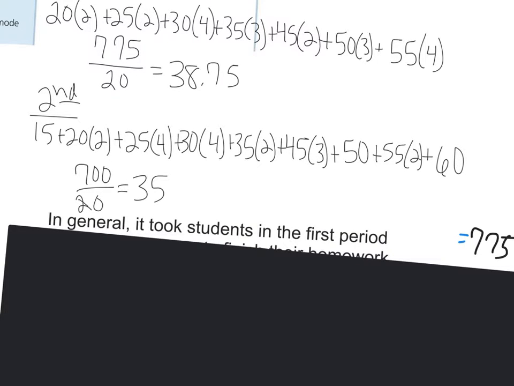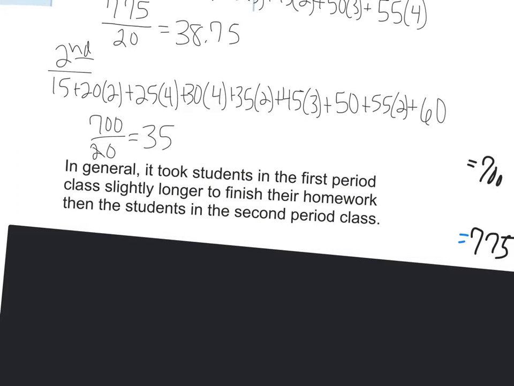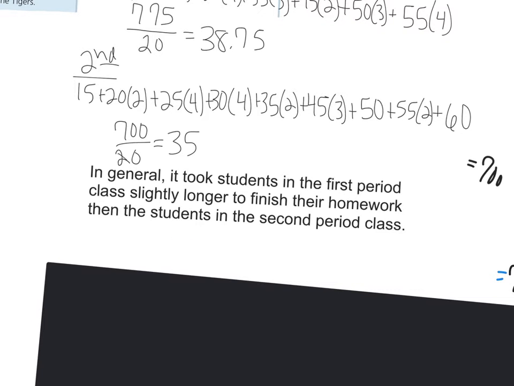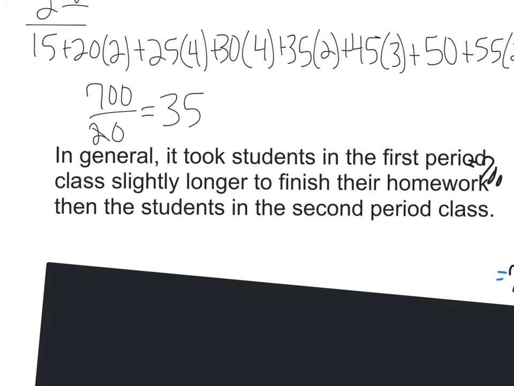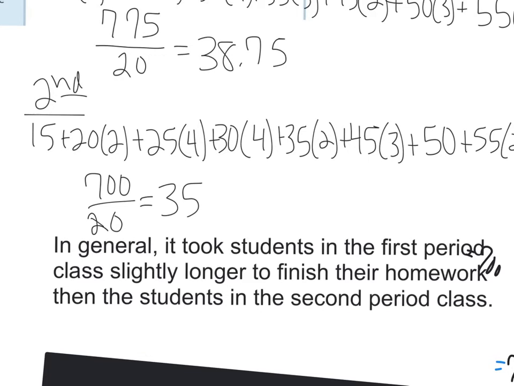For the second one, again, have a separate statement for adding. When you add those is 700. And then 700 divided by 20 is 35. So based off of that, we could say in general, it took students in the first period class slightly longer to finish their homework than the students in the second period class. Okay, again, it was 38.75 minutes on average versus 35 minutes.